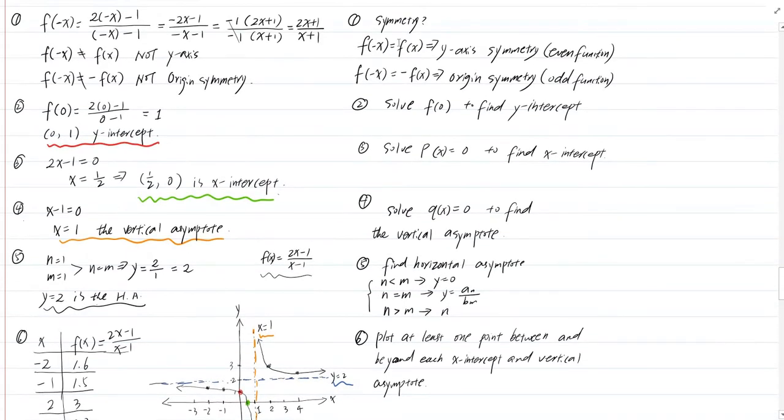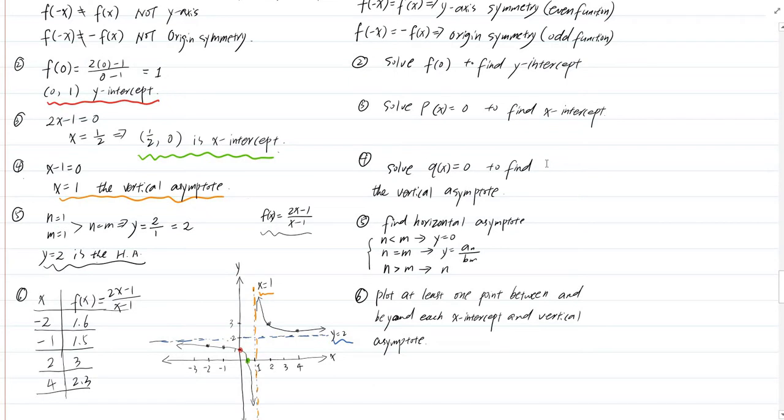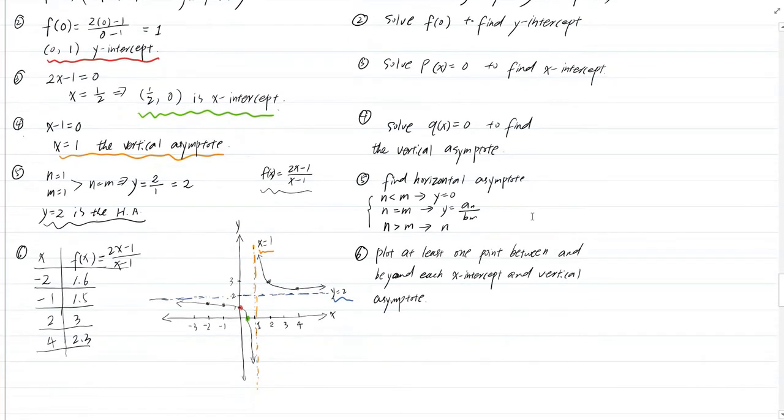So step 1 is the symmetry. Step 2, you're going to find your y-intercept. Step 3, you're going to find your x-intercepts. And then we're also going to find your vertical asymptote, find the horizontal asymptote, and then plug in some points from the left side of the vertical asymptote, the right side, and then see what it looks like.